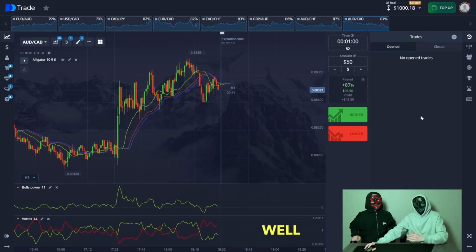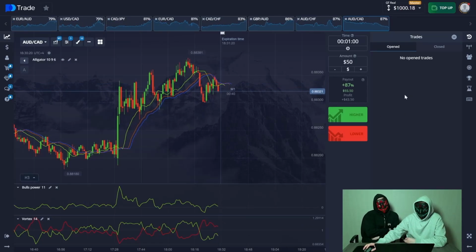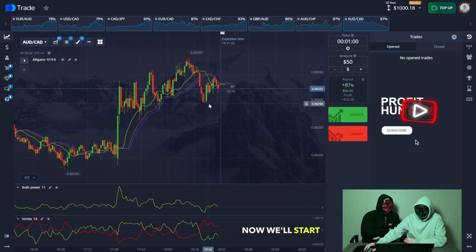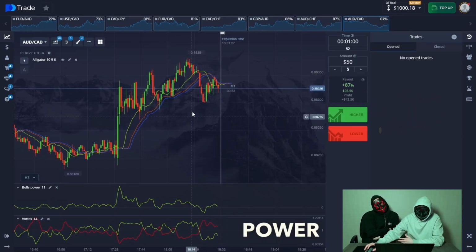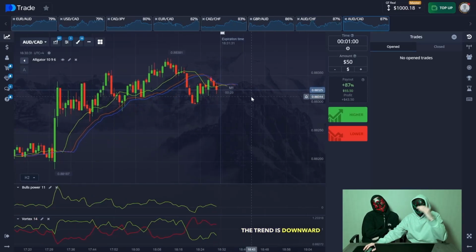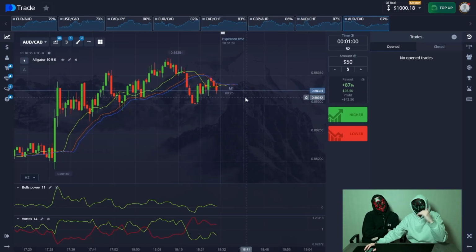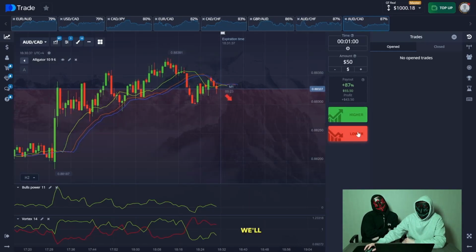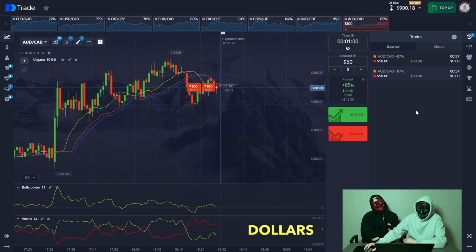So friends, well, Red conducted our private setup on our strategy. Now we'll start doing a short analysis according to our indicators, Alligator, Bull's Power and Vortex. We understand that at present the trend is downward, so we'll accordingly open downward. We'll promptly open a couple of trades because our balance now stands at $10 and we aim to earn a good amount of money from this.